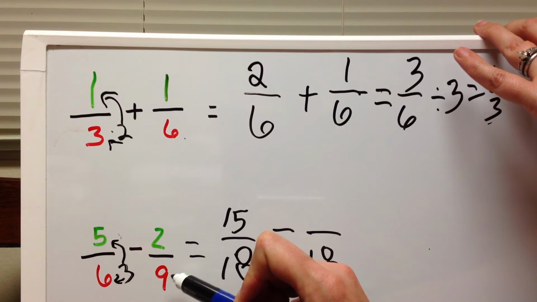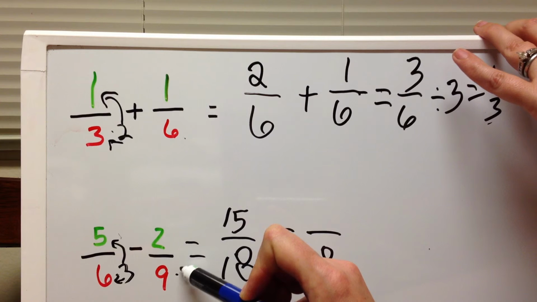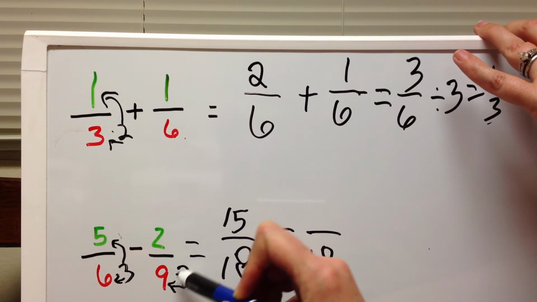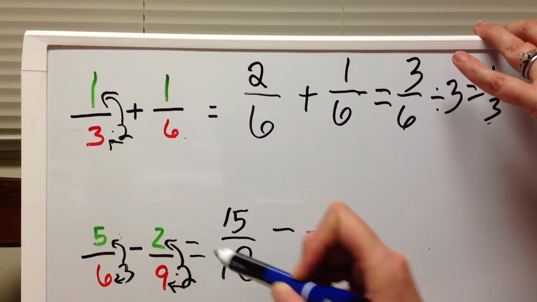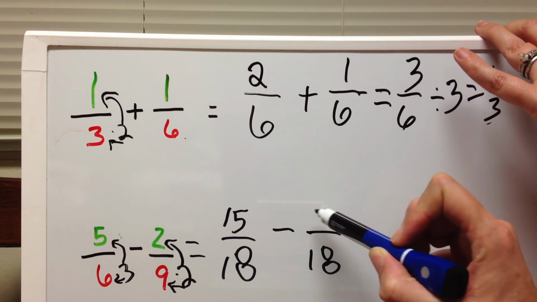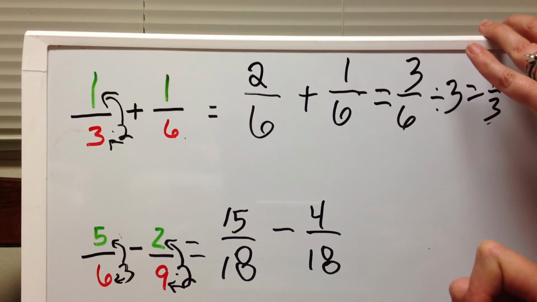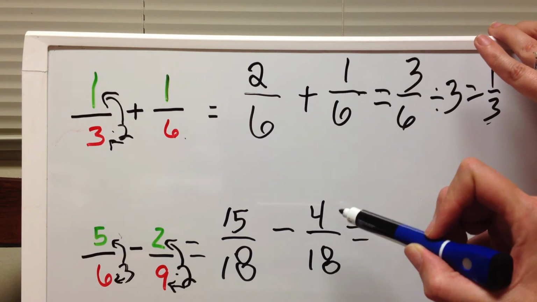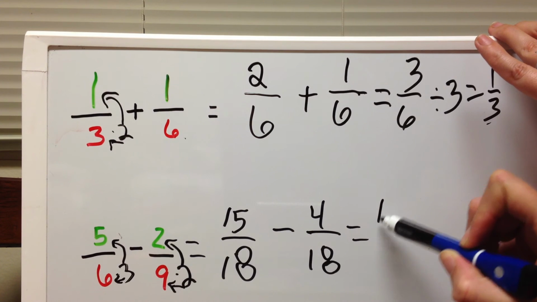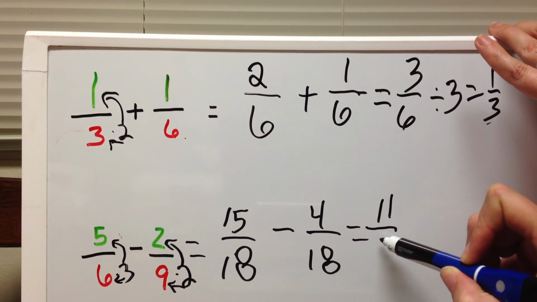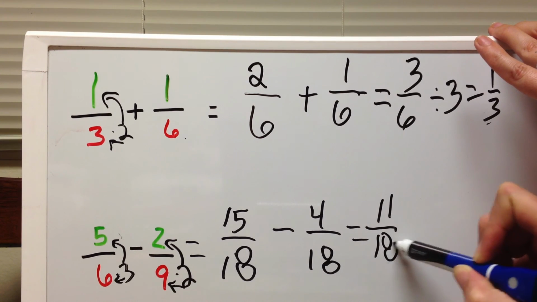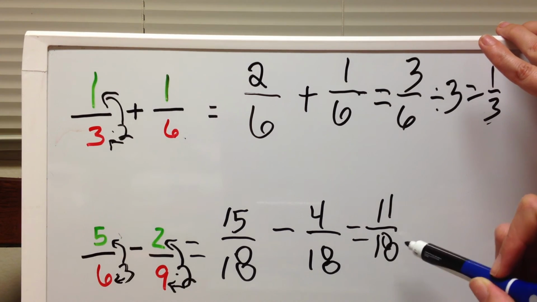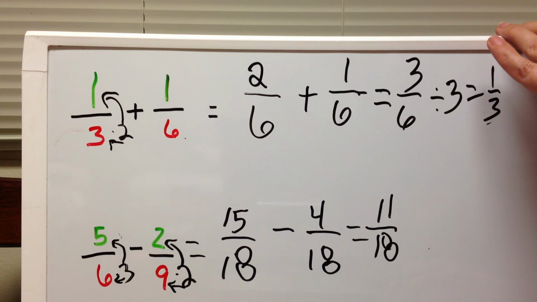Okay, and then we're going to move to our second fraction. To make 9 into 18, we're going to have to multiply it by 2. So whatever we do in our denominator, we're going to again do in our numerator. So here we're going to have 4/18. So we'll subtract: 15 minus 4 is 11. So we have 11/18, which you cannot simplify. So our final answer is 11/18.